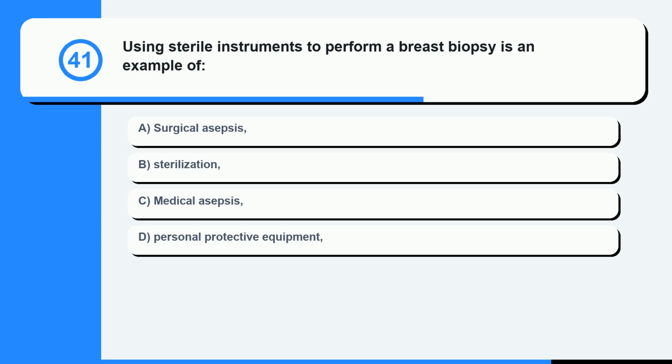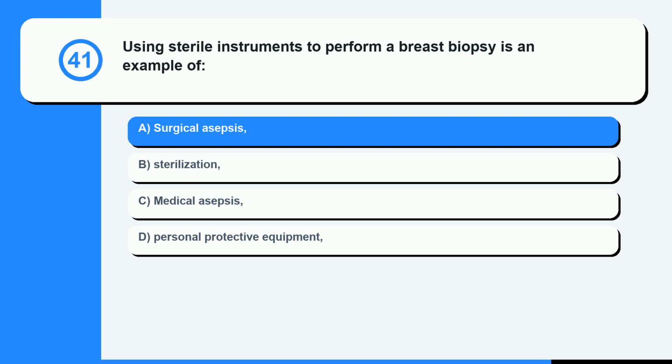Question 39. In which of the following radiographic positions is the patient lying on their back? A. Prone. B. Supine. C. Oblique. Or D. Lateral. The correct answer is B.